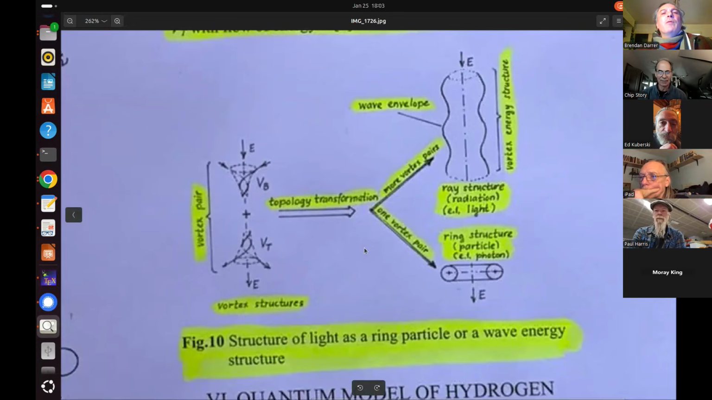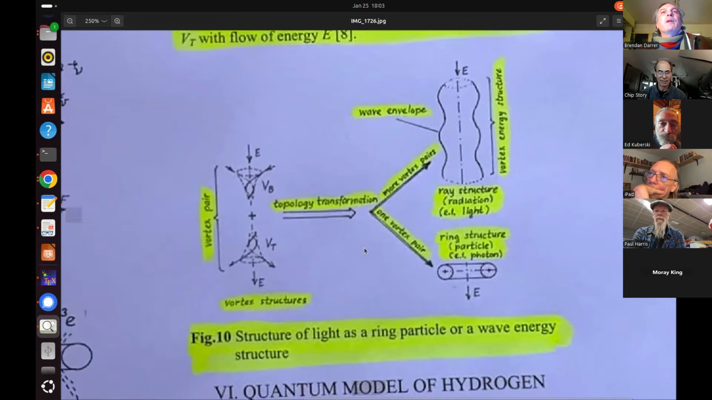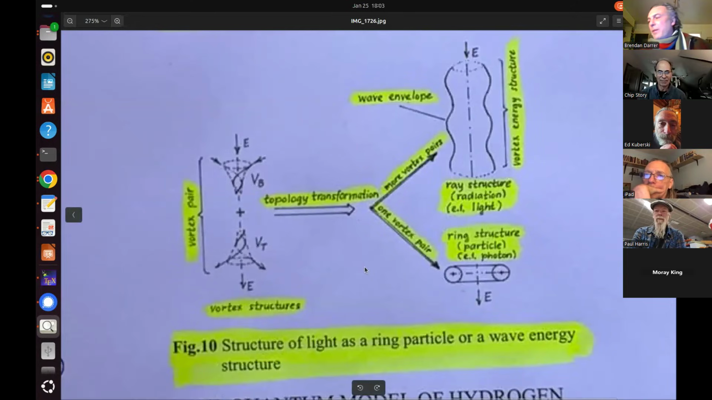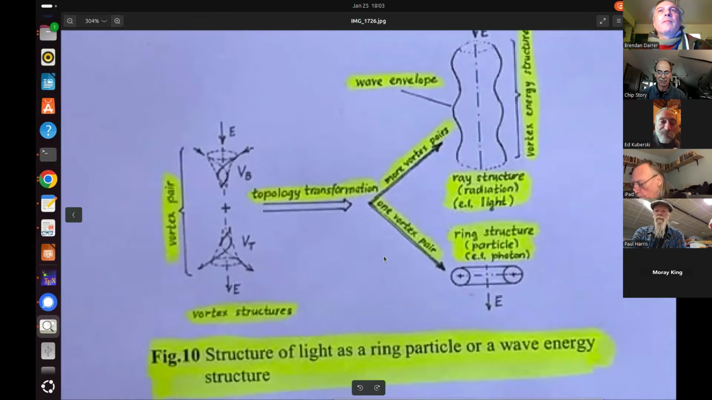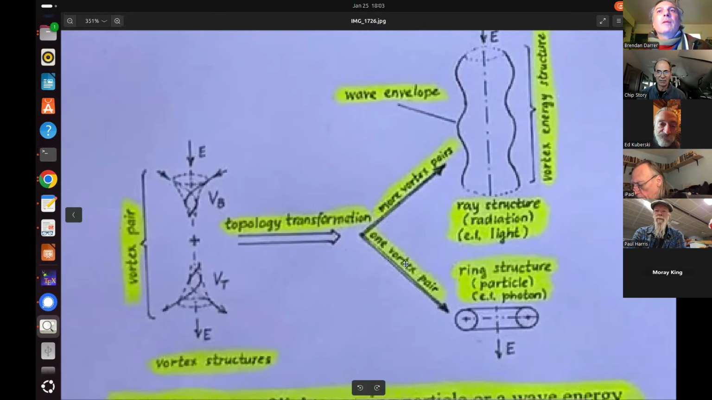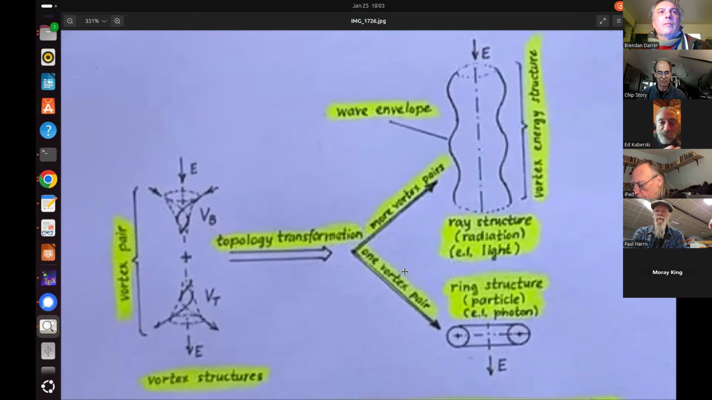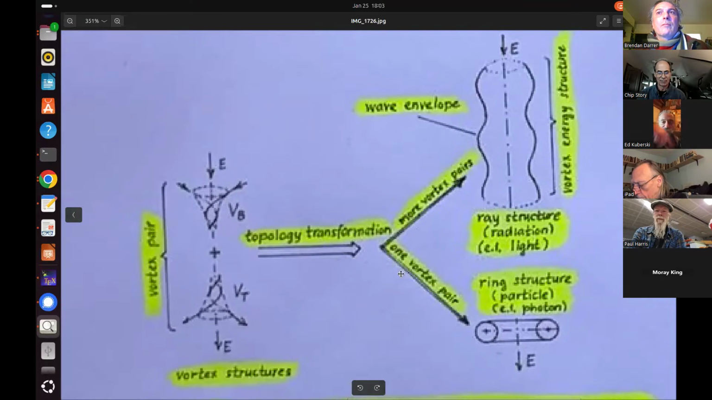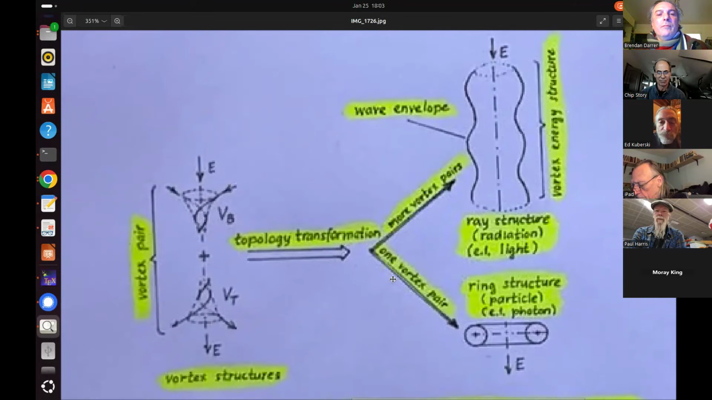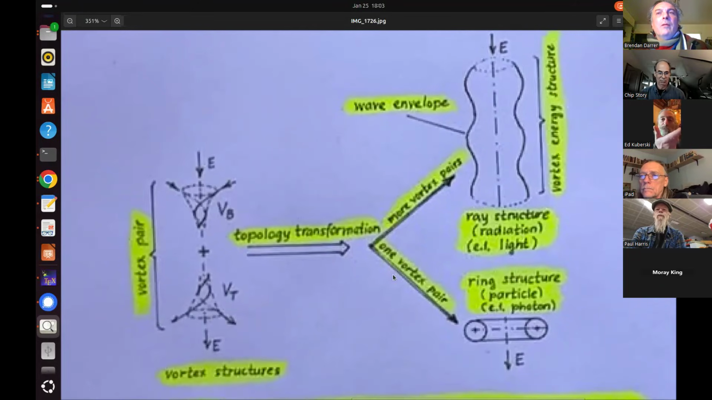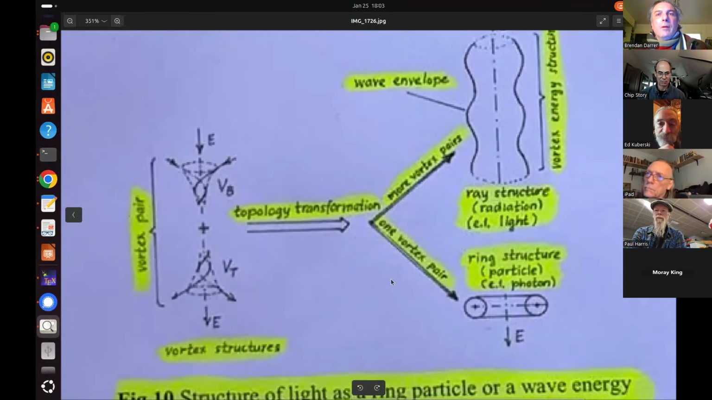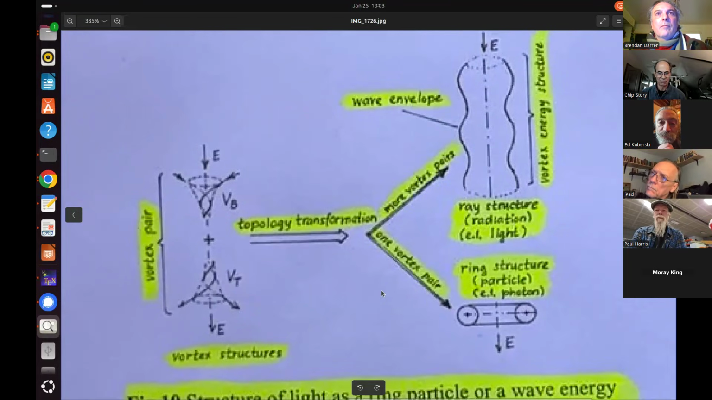I wonder where Pavel got this from, and how much of it is his ideas, or whether he got it from some secret knowledge or whatever. We'll have to ask him that. But what goes to the right of all this, the topology transformation, is really important because this is how he shows that a ring structure, when it's formed into itself, becomes a particle, but when it's broken apart, it's radiation or light, right?